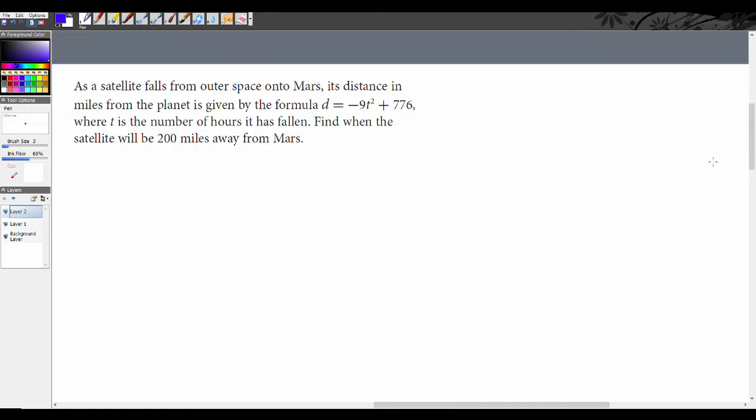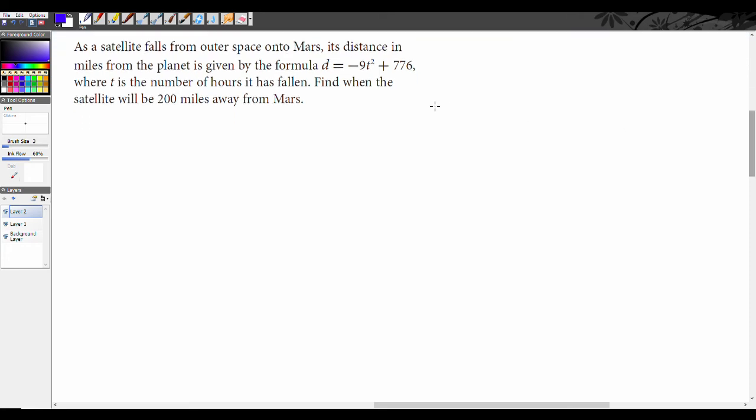Here we are. All right. So it says here, as a satellite falls from outer space onto Mars, its distance in miles from the planet is given by the formula d equals negative 9t squared plus 776, where t is the number of hours it has fallen. Find when the satellite will be 200 miles away from Mars. So if the satellite's going to be 200 miles away from Mars, that's going to be d. So we need to solve for that, right?